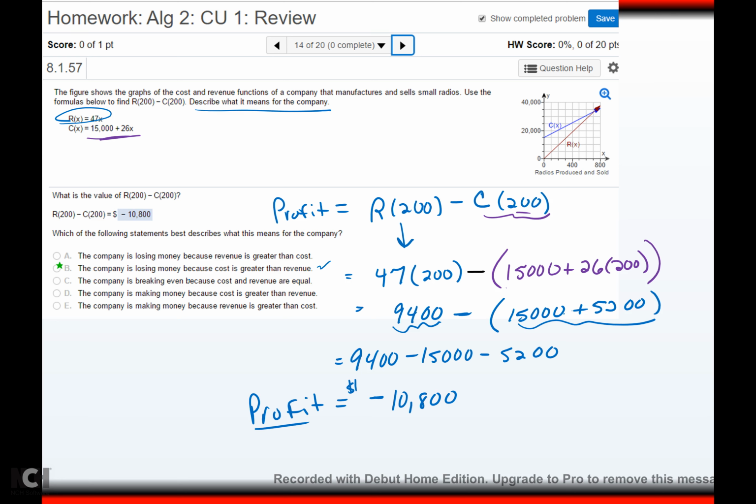The company is breaking even. No, if it was breaking even, this would come out to be 0. That would mean your profit is 0. The company is making money means that your profit would be positive. And this would still be false, because to make a positive profit, your revenue has to be greater than your cost, which is what would happen here. Okay, again, that would be your profit has to be positive, and it wasn't.